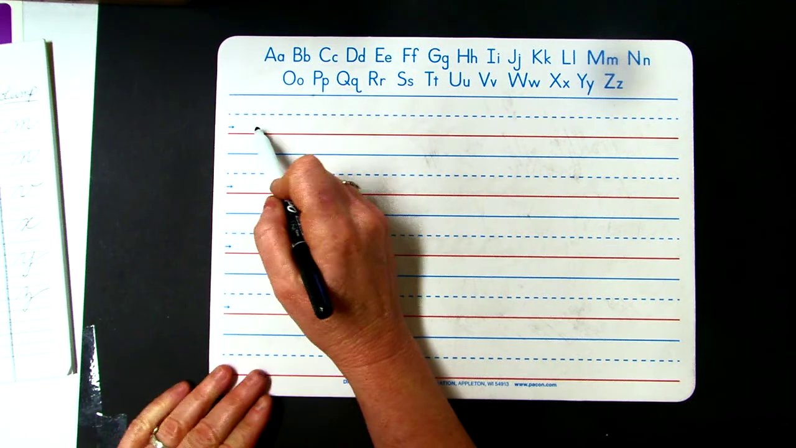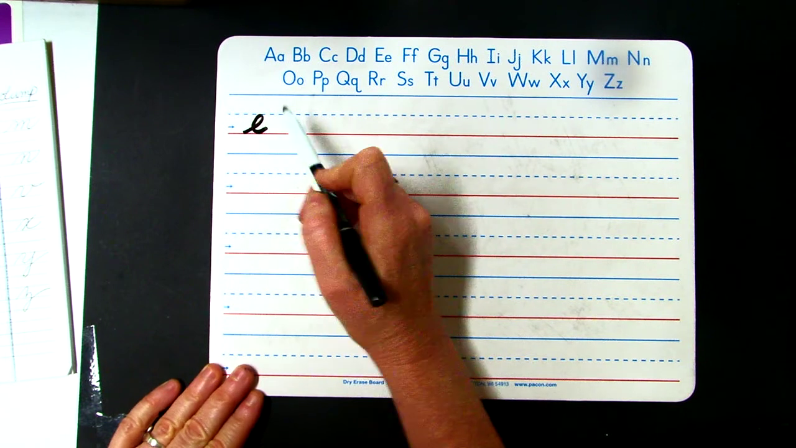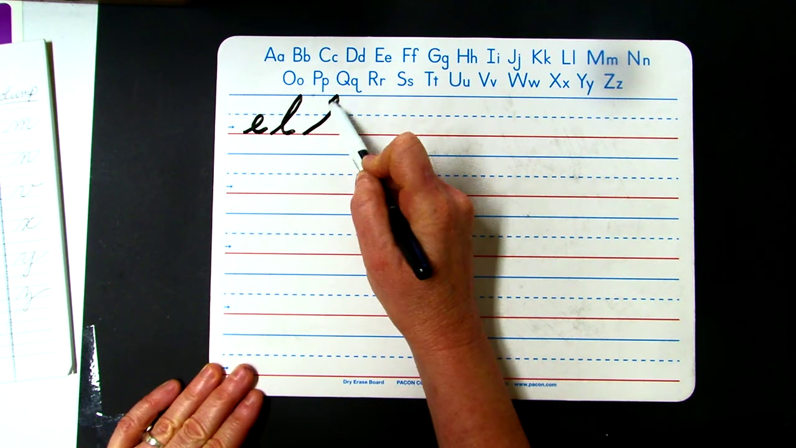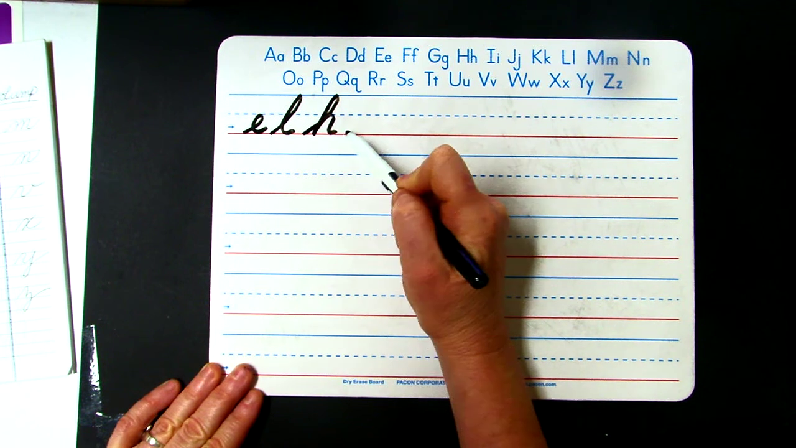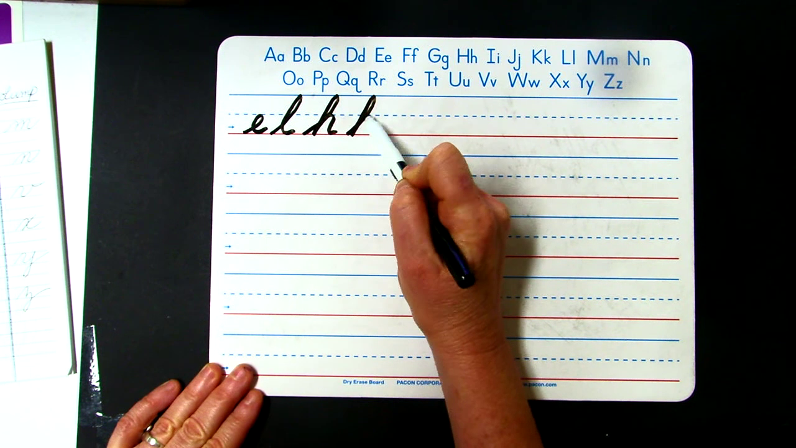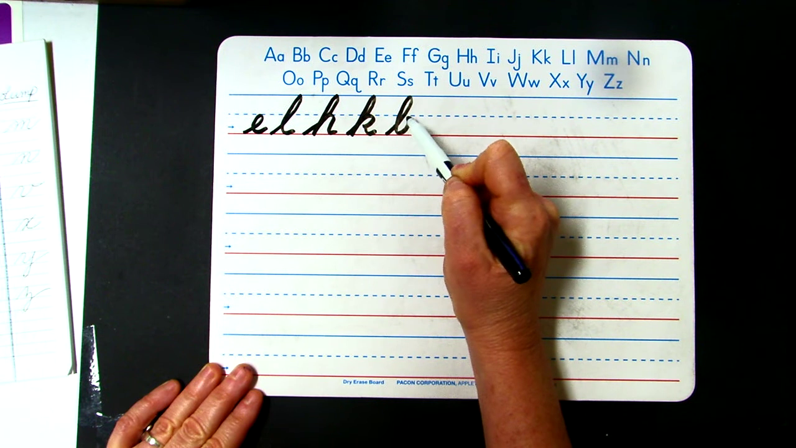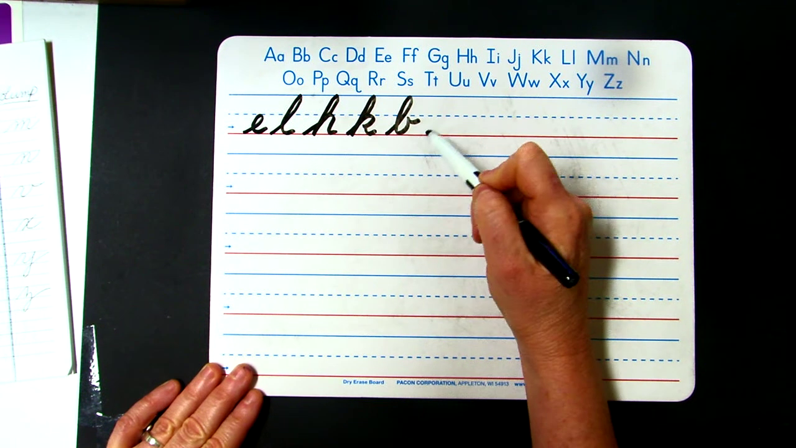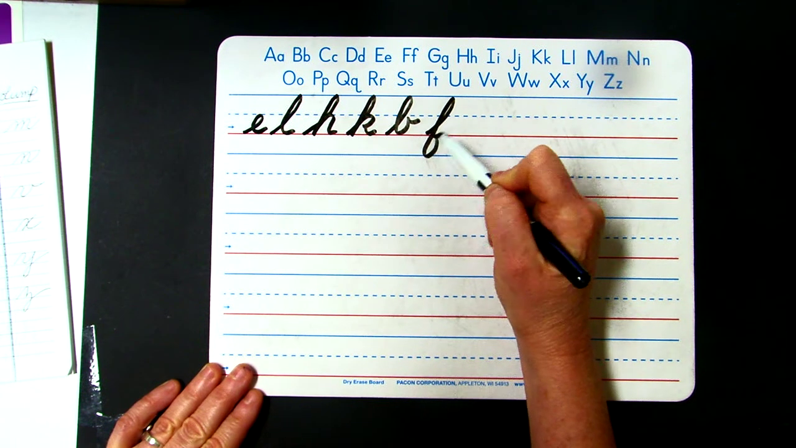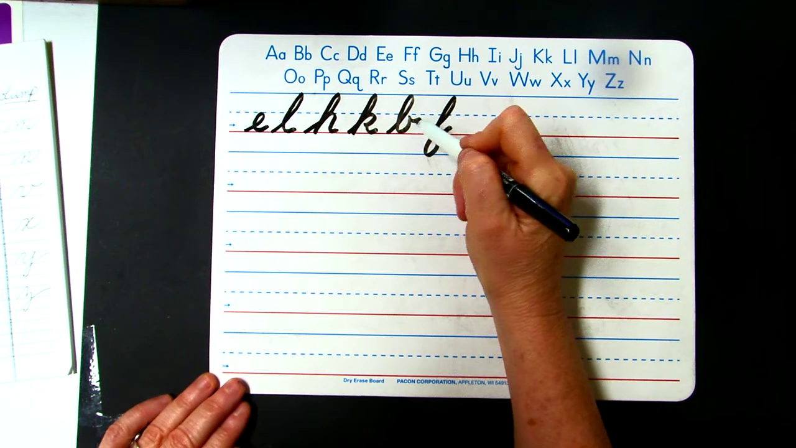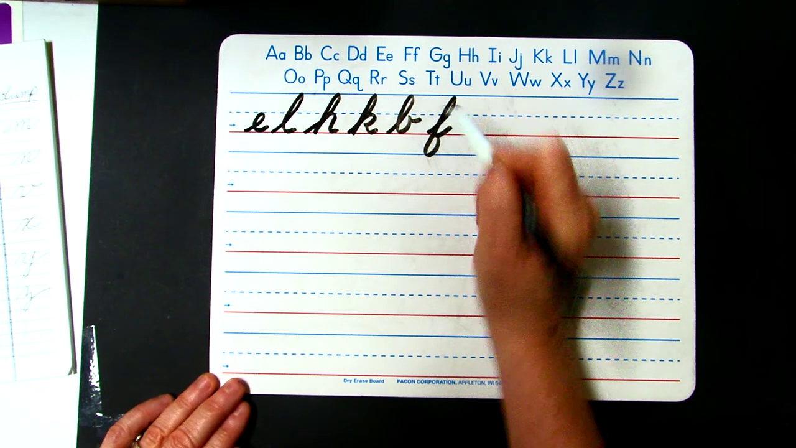So last week we learned E, L, H, K, B, and then F. And all of our loopy letters had a tail except the B had a bridge. And the bridge led to the next letter.